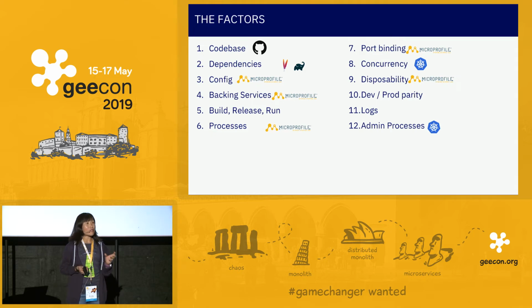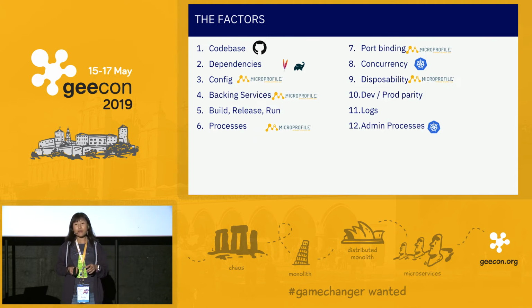Build, release, run is more like your process. So basically, best practices for the way you operate your project. And the processes, you use the REST API, so from it, the MicroProfile. And port binding, you can use MicroProfile config to directly bind the port. Concurrency, you can use Kubernetes auto scale to scale up or down.